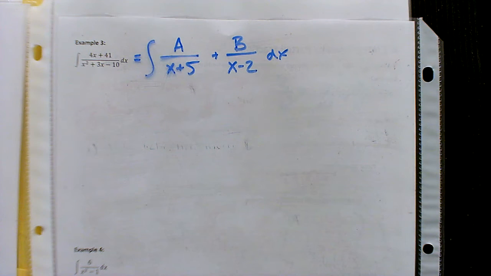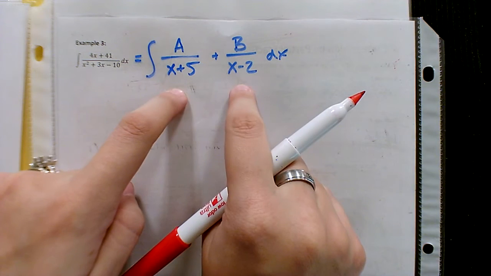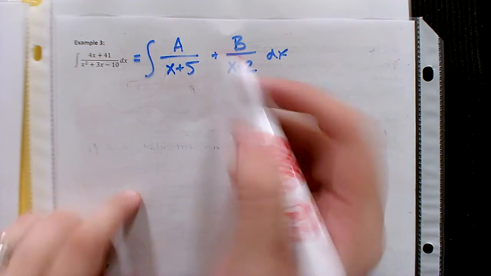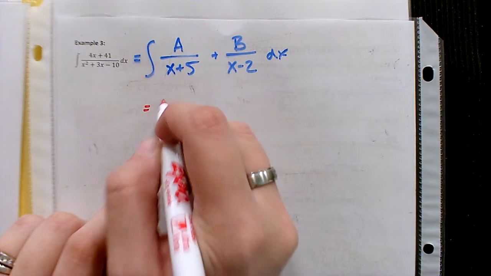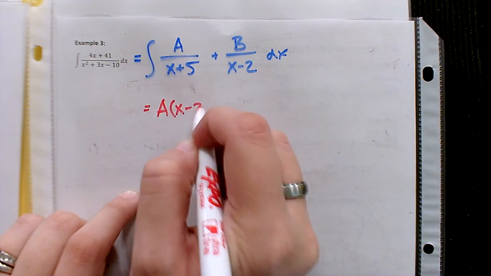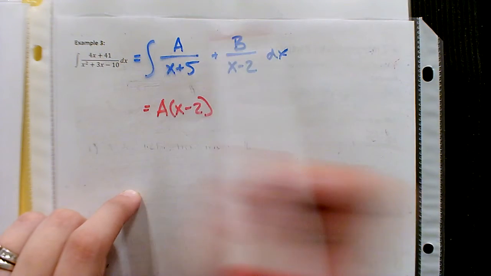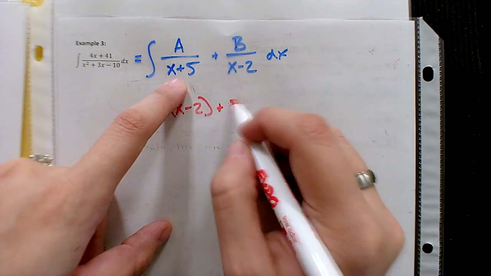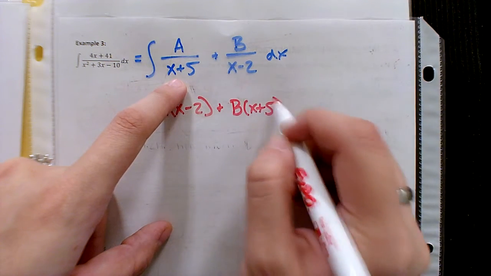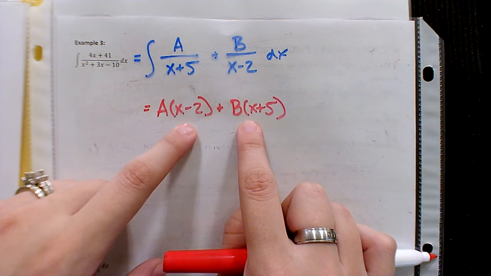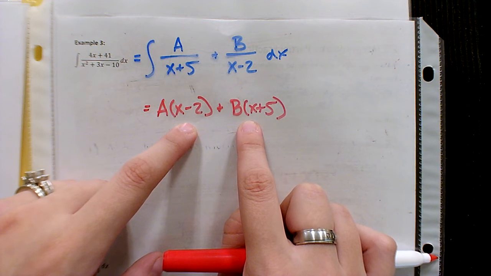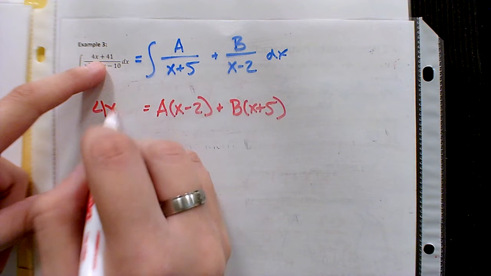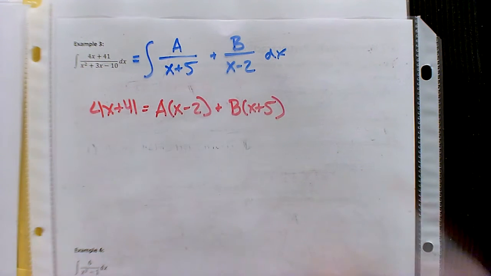So if we were to add these partial fractions together, we would have to multiply the first fraction by x minus 2 on top and bottom. So we would have an A times x minus 2 eventually. And same idea, for the other fraction we'd have to multiply by the x plus 5 denominator. So those two numerators from the partial fractions would eventually match the numerator from the original integral.